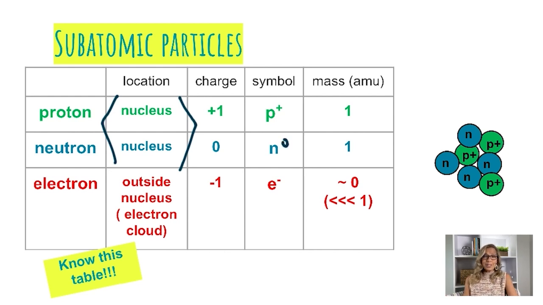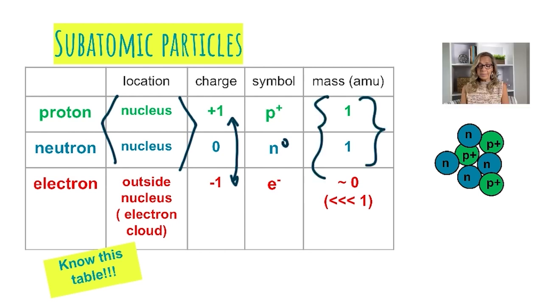It's electrically neutral. But the charge of a proton is not just positive, it's +1. Because notice how the electron is -1. They have the exact same charge, but the opposite sign, and that will be significant as we talk about atoms in the future. Now, the mass of the proton and the neutron are the same. Notice they're about 1 AMU.